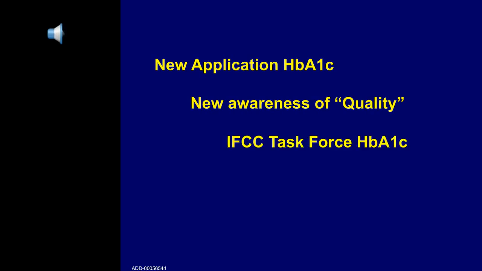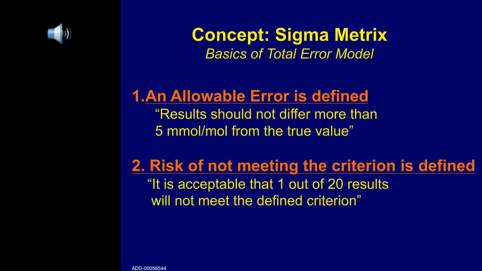So, this new application of HbA1c, the use for diagnosis, led to new awareness of quality. And the IFCC Task Force on HbA1c has an important mission statement, and that is to develop a model for quality criteria. And that's what we have done. And we followed the concept of sigma metrics. There are two things that you should define when you apply this model. First, an allowable error. What do you allow? What is the maximum error you allow in your laboratory?